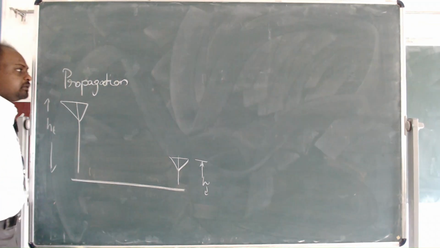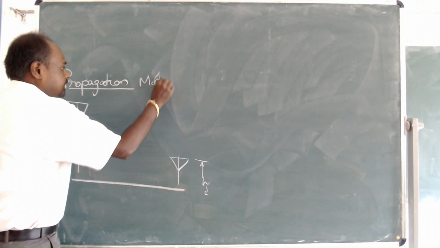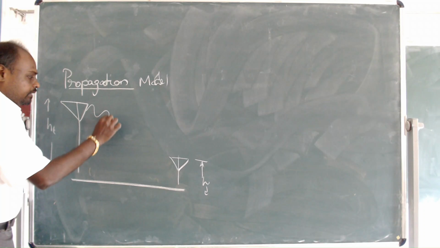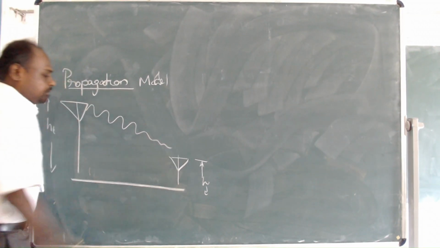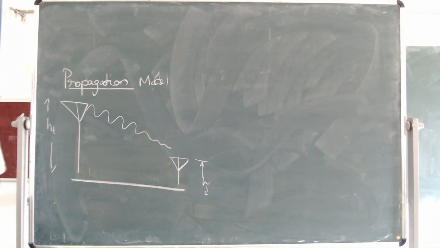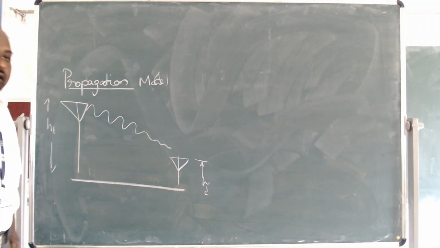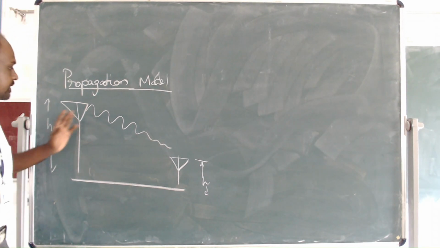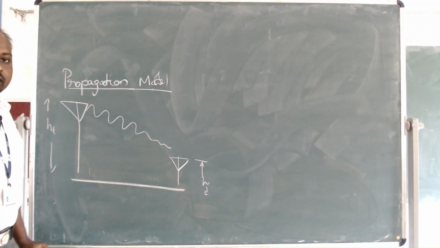Now the purpose of this propagation model is that it is used to study, mathematically, how far the radio waves emitted from the transmitter can reach a particular point without disruption or without losses. So this is the purpose of this propagation model. In other words, it's a mathematical or experimental study of the maximum transmission range of the wave.